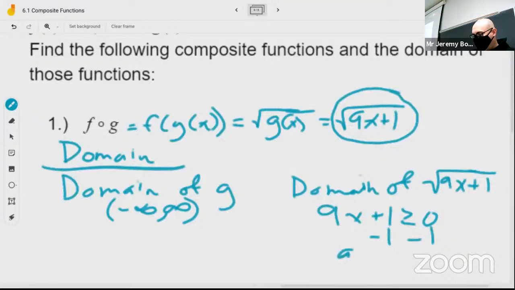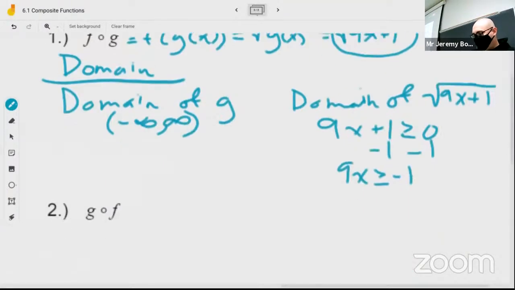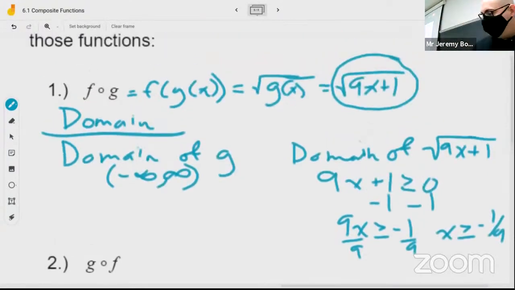Subtract 1 from both sides. We got 9x greater than or equal to negative 1. And we'll divide by 9. So x is greater than or equal to negative 1/9. So we got one domain. It could be anything. The other domain, it has to be greater than or equal to negative 1/9.